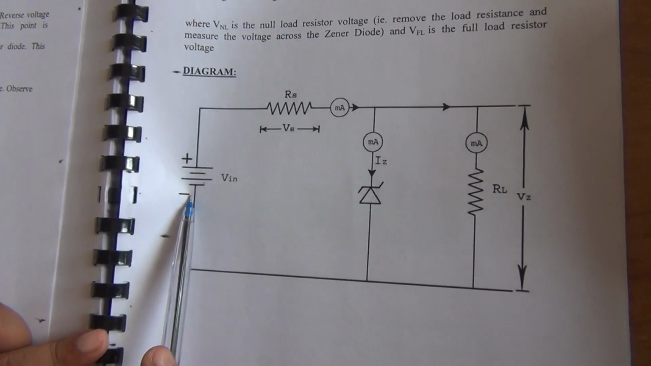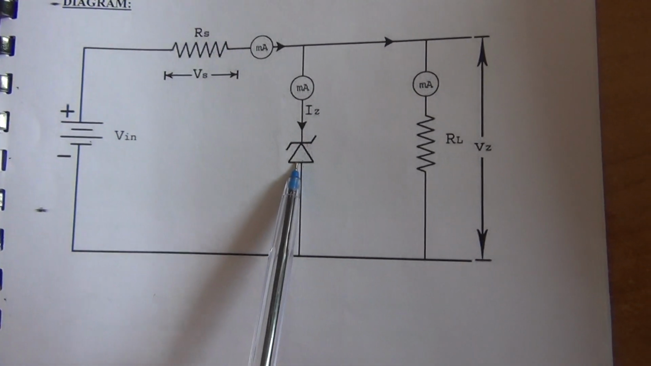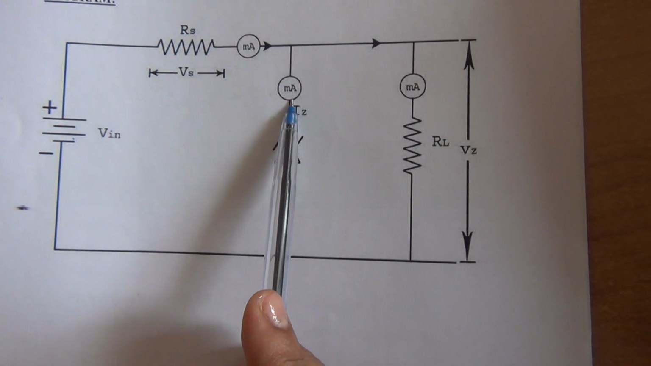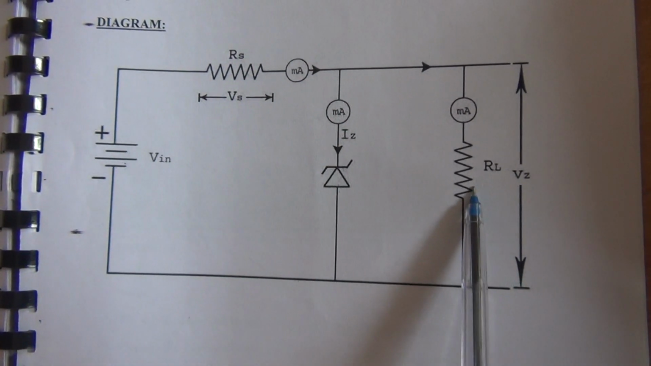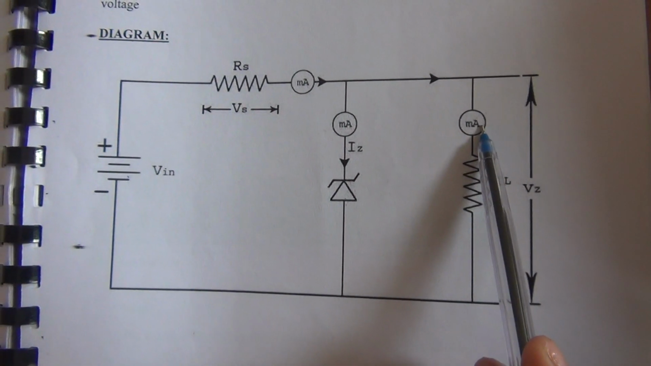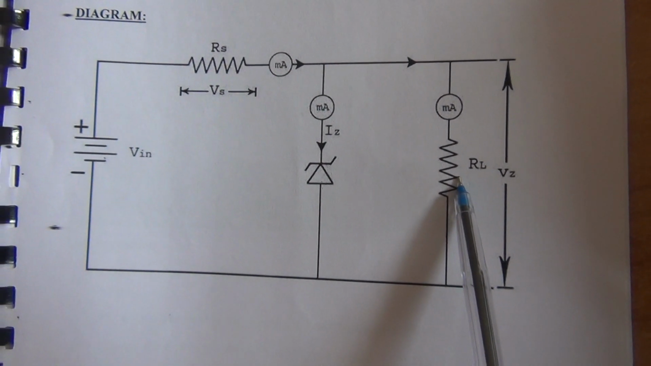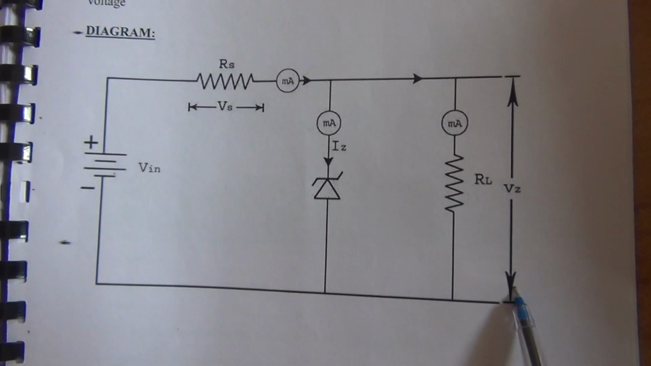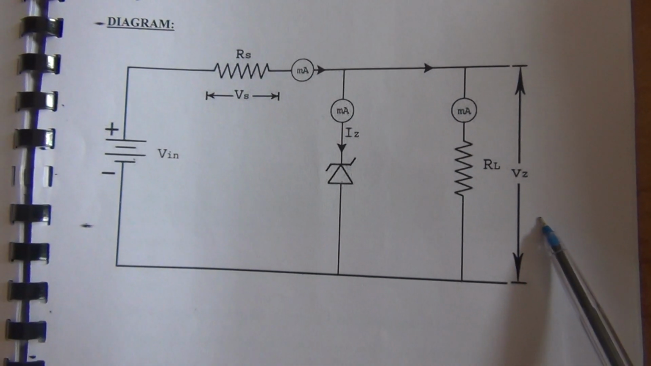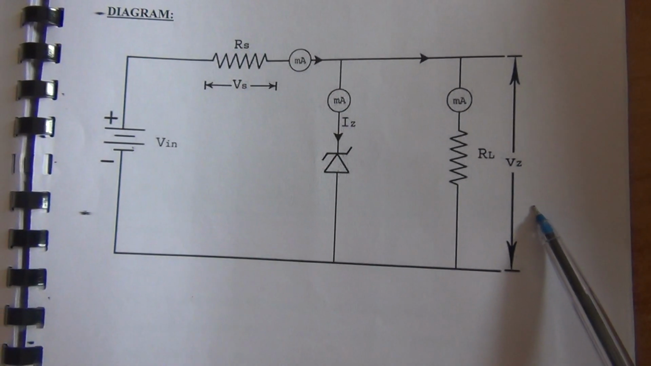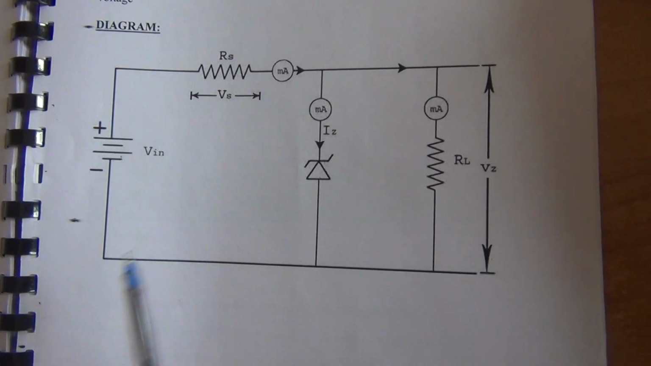This is the input voltage which is fluctuating, and the series resistance, whose function is to control the current flowing through the Zener diode. This milliammeter will read the current flowing through the Zener diode. In parallel with the Zener diode we have this load resistance, and this milliammeter is going to tell us the value of load current. VZ is the regulated output voltage. It is the regulated DC output voltage which we will obtain because of the regulating action of this Zener.